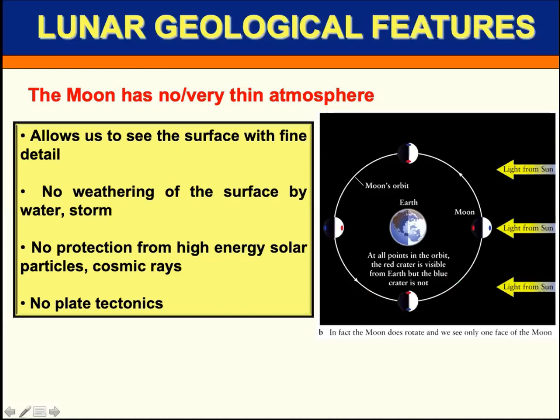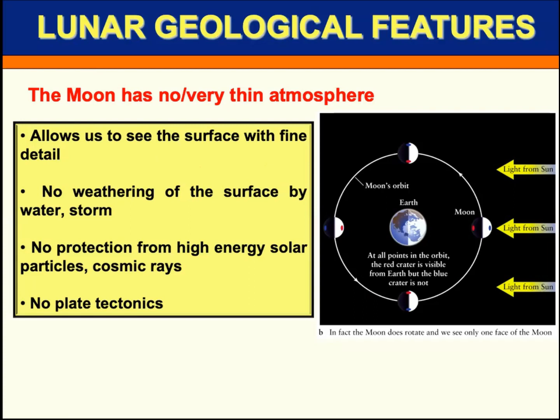So now slowly we are moving to various geological features of our Earth's Moon. The Moon has no atmosphere, or a very thin atmosphere. So there are advantages and there are disadvantages. The advantage is that it allows us to see the surface in fine detail. From our Earth, using our naked eye, if you look at the Moon, we can locate or identify a lot of geological features on the Moon.